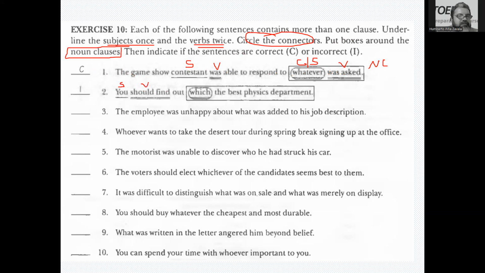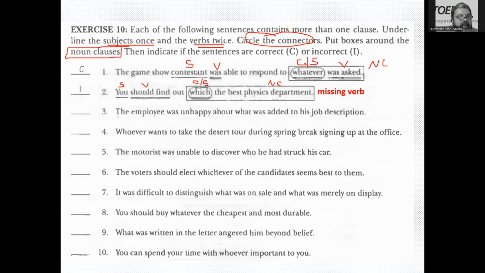Subject, you should find out. This is the connector, the subject, but there's no verb in this noun clause. So that's the problem here. We're missing a verb. Okay, so now it's the time for you to pause the activity, try to do the exercise, and then when you finish, come back and check your answers. Pause it now, and I'll see you when you come back.